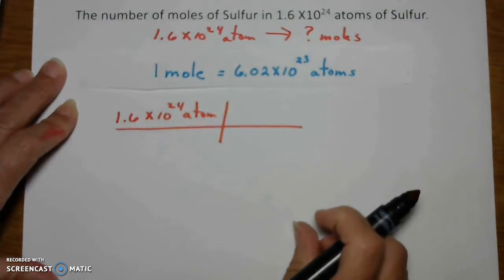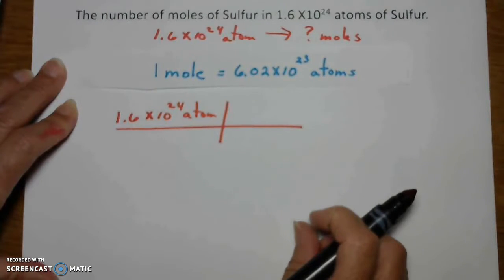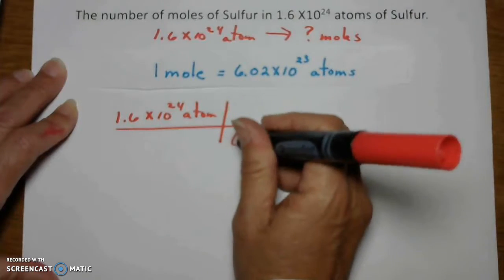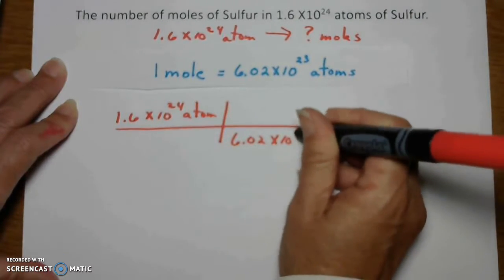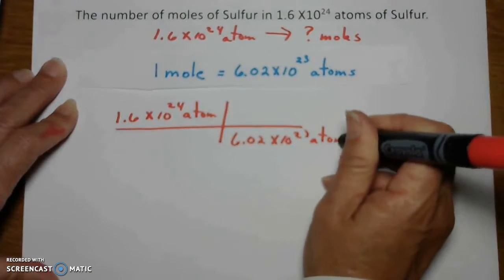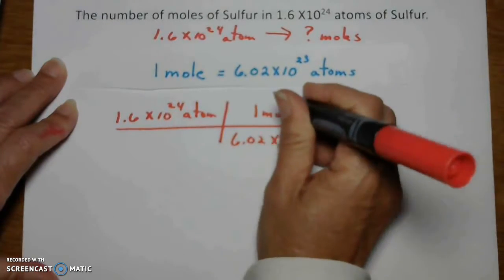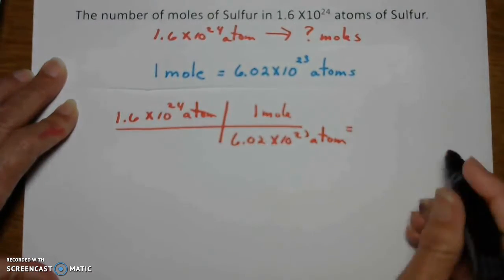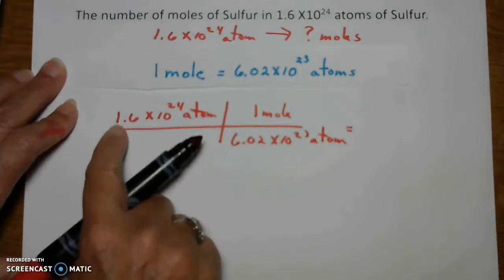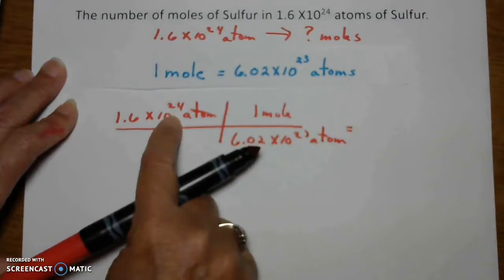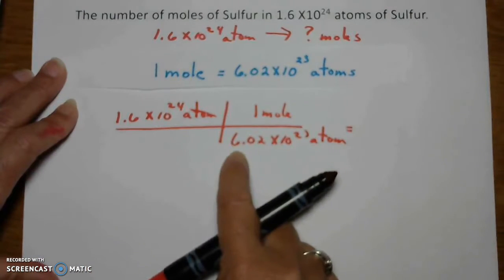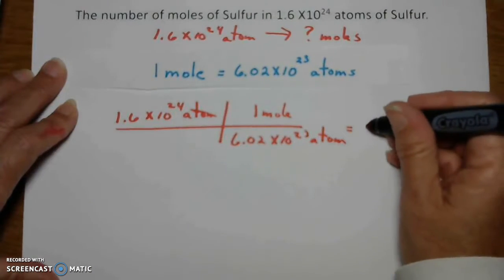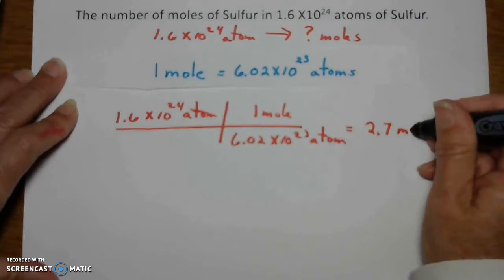Then we'll want to get rid of atoms. So when we write our conversion, we're going to put the 6.02 times 10 to the 23rd on the bottom, and our 1 mole on the top. That way, atoms will cancel and we'll be left with moles in our answer. We're going to take 1.6 times 10 to the 24th, multiply by 1, and divide by 6.02 times 10 to the 23rd. And our answer here should be 2.7 moles.